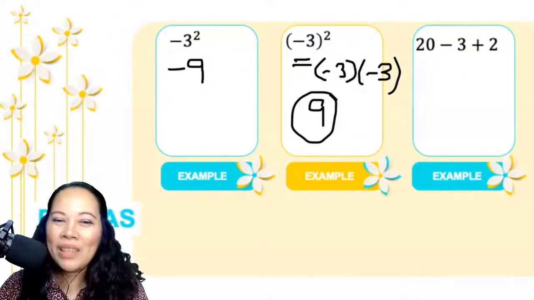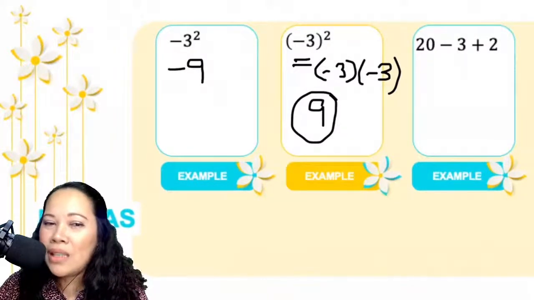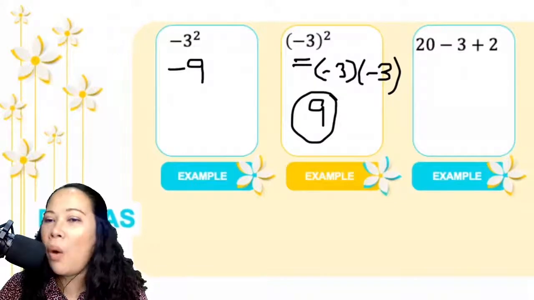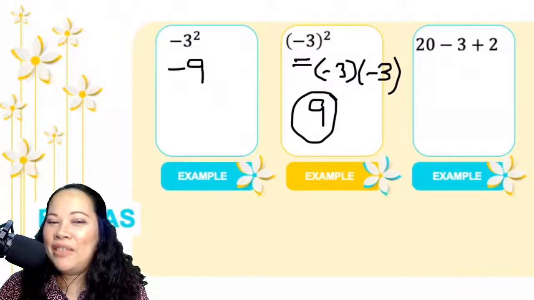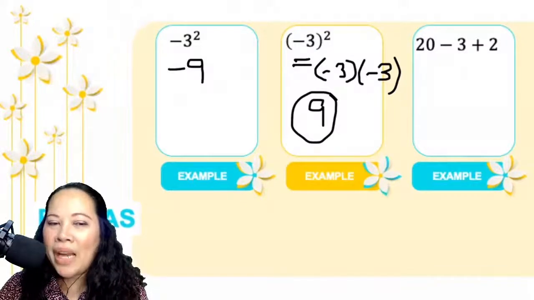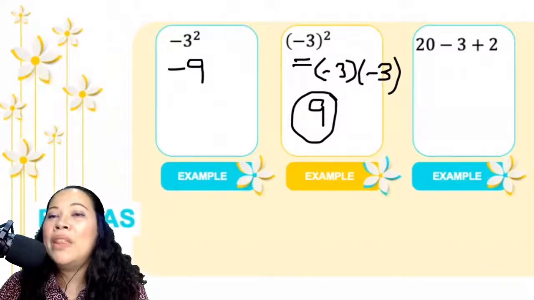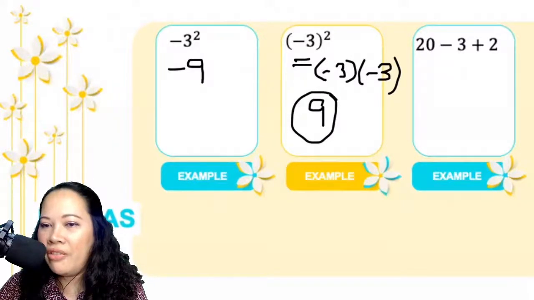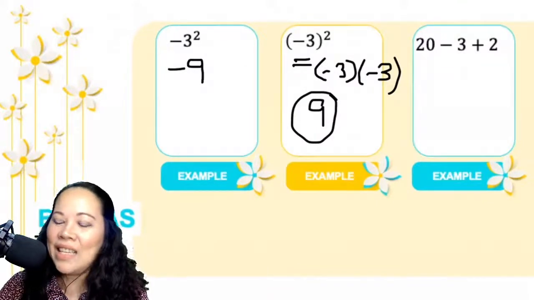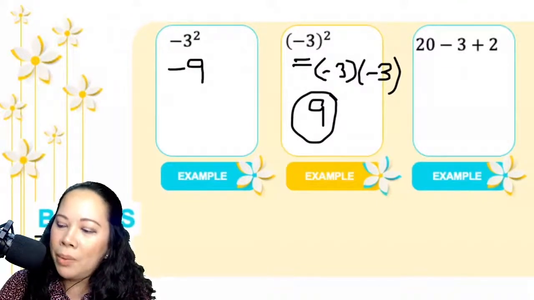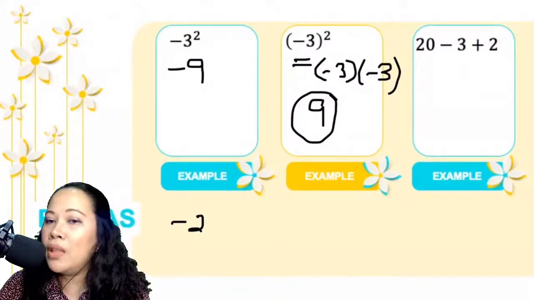But otherwise, if the negative is not with brackets, then it would be the power which will be done first. Even if it has a power of 3 or more, that is right. So let's say, for example, we have negative 2 to the power of, by the way, this only affects, as I have mentioned, positive numbers.